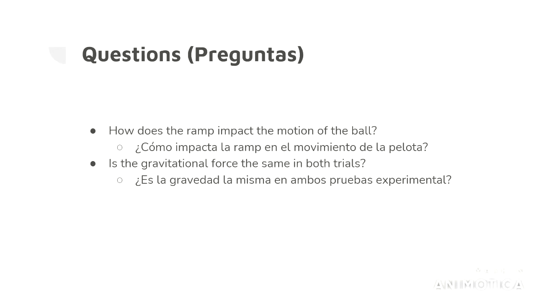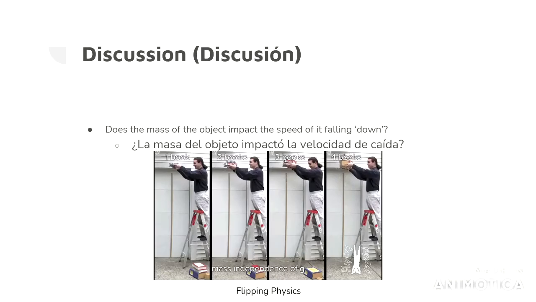So now for some questions. How did the ramp impact the motion of the ball? Think about what direction it went, and maybe even the speed it went. Is the gravitational force the same in both trials? So again, check out our Jamboard and pause this video if you're stuck and want to think about it. Revisit our experiment videos.